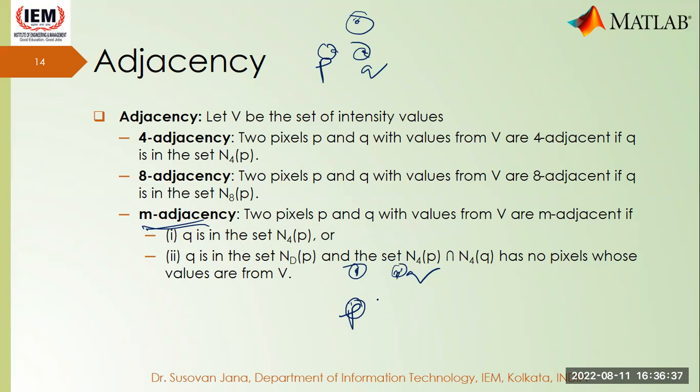So we will definitely go in that way, not in that way. If there is no neighbor here in that point in 4 neighbor, then we will go with the 8 neighbors. This is called M adjacency. Okay.